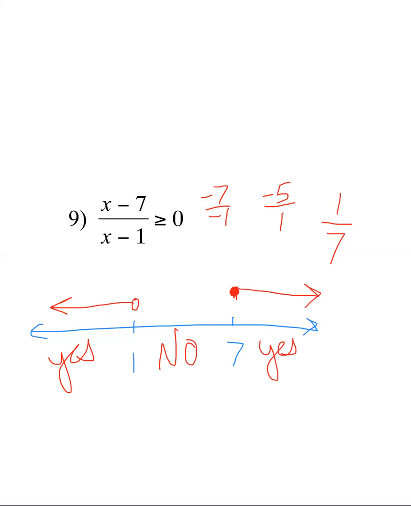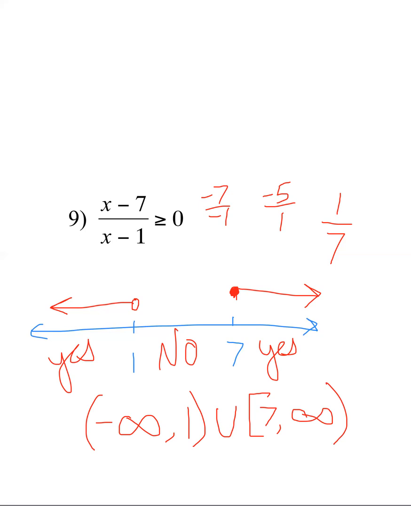Now I'm going to write that in interval notation. I'm coming from negative infinity all the way to positive 1. I cannot include positive 1. Then I jump over to positive 7. I can include 7, so I want to make sure I have that square bracket. And then I go off to positive infinity. And then we have it.